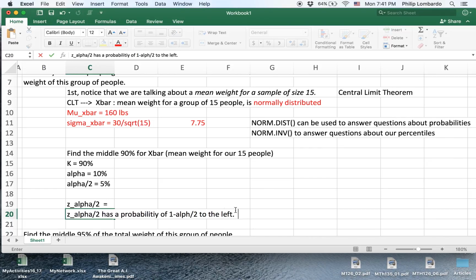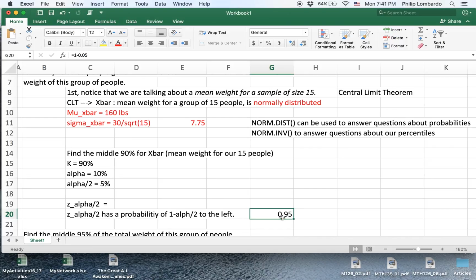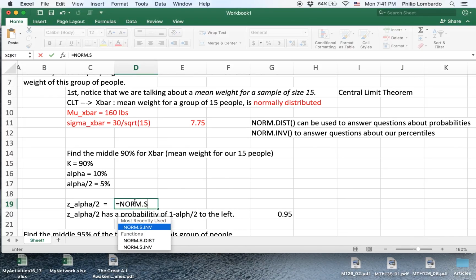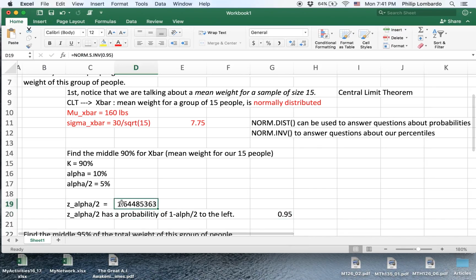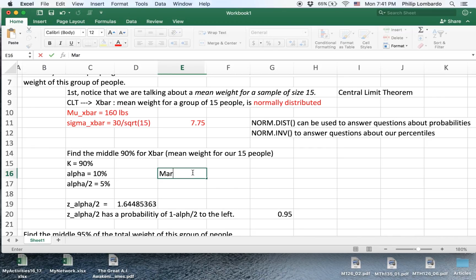So in our case, if we quickly compute what is 1 minus our 5%, this is going to be our area to the right, or sorry, to the left. So to compute this z-score, we use NORM.S.INV, because it's a z-score, and inverse, because we're plugging in a probability to get a score. We'll put 0.95 because it has to be left-hand area, and this tells us exactly which z-score we're going to use. Okay? So the next thing we determine is our margin of error.